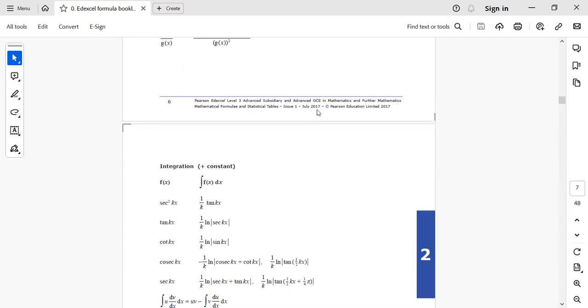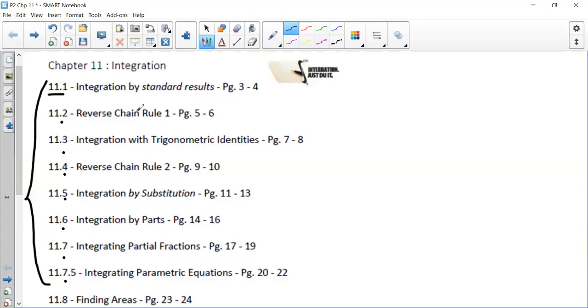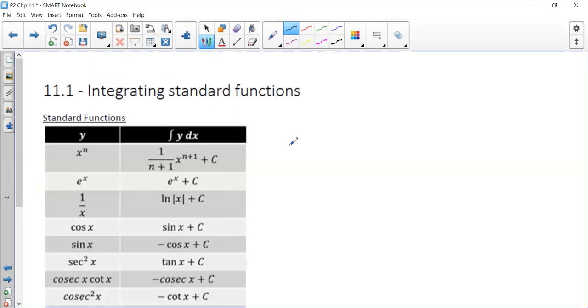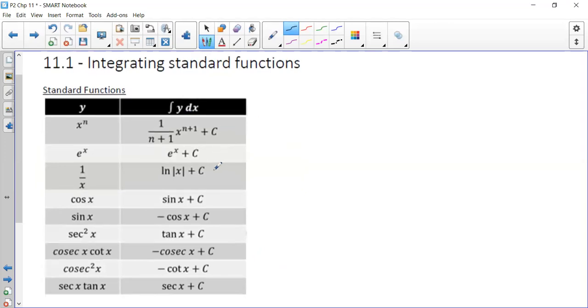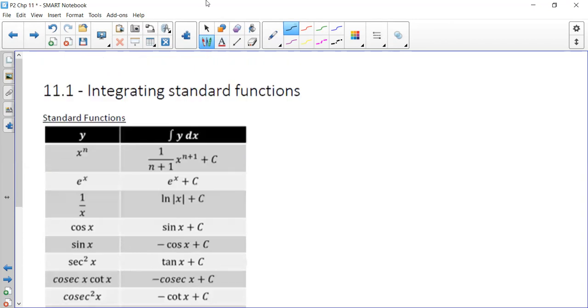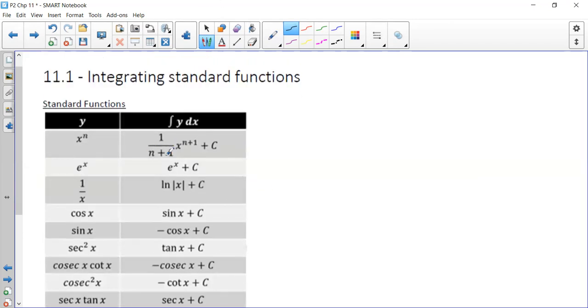Right. So let's go back to here. We'll look at standard results. These are standard functions that you have to know by default. So let's go through one by one. Based on year 12, you should know this. If you're integrating anything with x to the power of n, you just add 1 to the power and divide by the new power, and then we have a plus c.